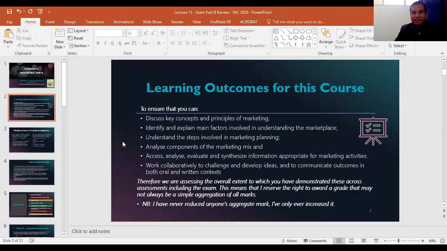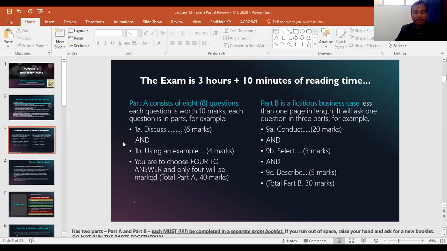So we had a discussion on the learning outcomes of this course last time. Giving a kind of composition for your final exam, it's 3 hours 10 minutes, including 10 minutes of reading time. So 3 hours, you have to attempt all the questions. A small recap: part A consists of 8 questions. Out of 8, you have to answer 4, including both subsections A and B.